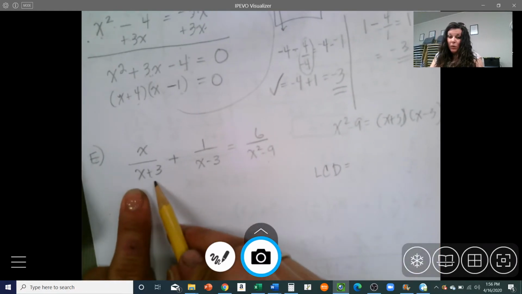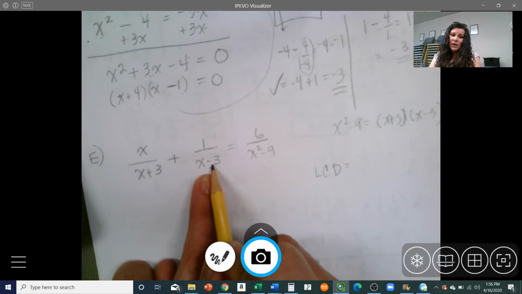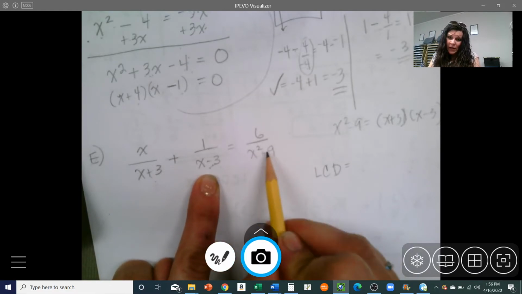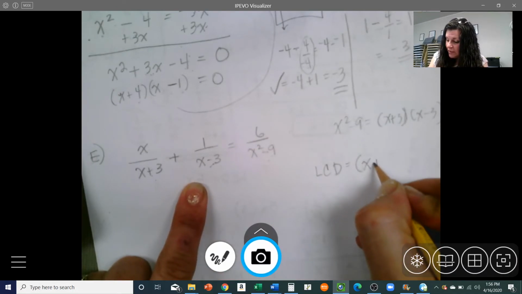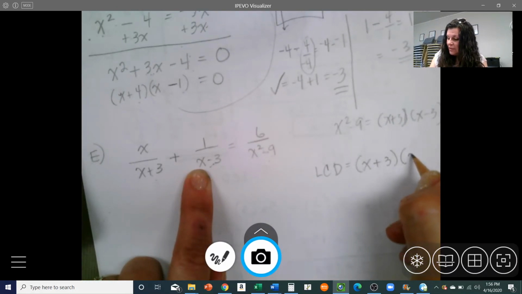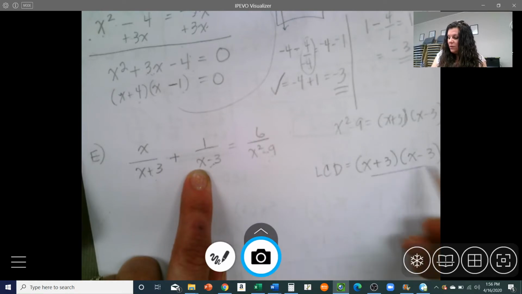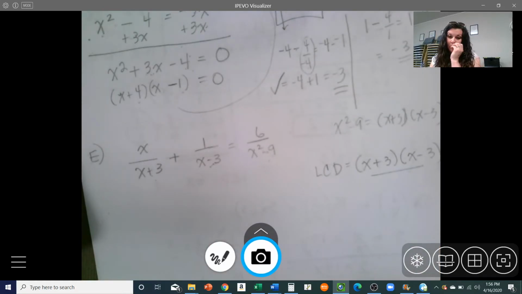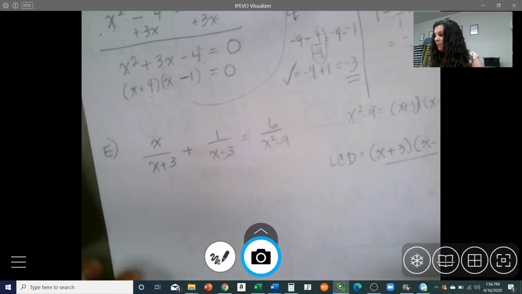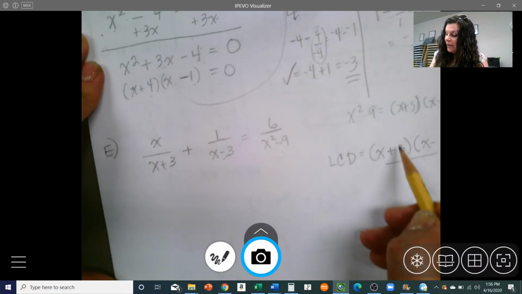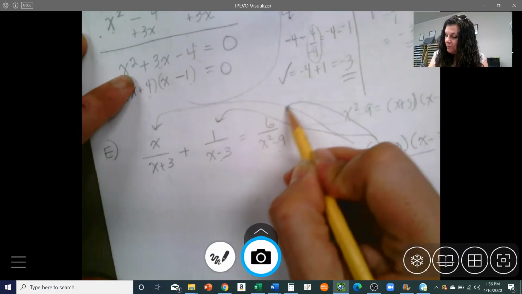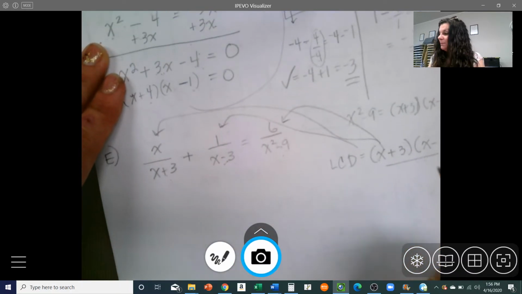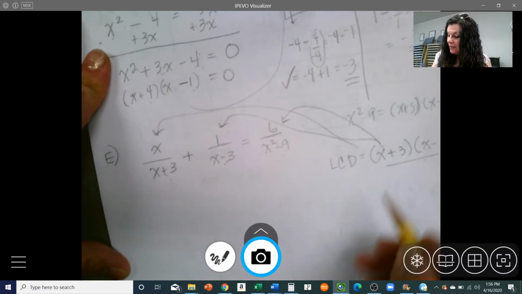So this has 1 x plus 3, and this has 1 x minus 3, and this has 1 x plus 3 and 1 x minus 3. So the most x plus 3's is 1, and the most x minus 3's is 1. So that's my least common denominator. So that is going to get multiplied by every term. Okay, trust me. It actually makes it really nice in a moment.